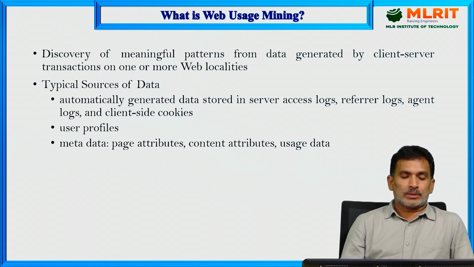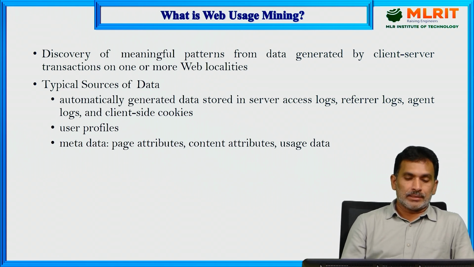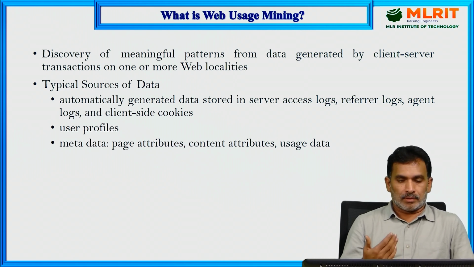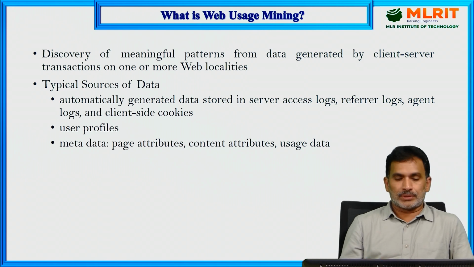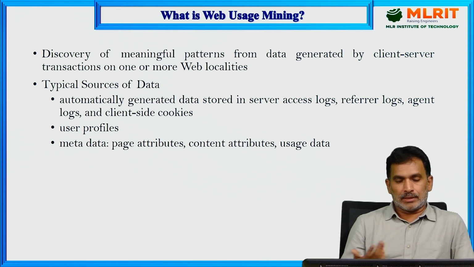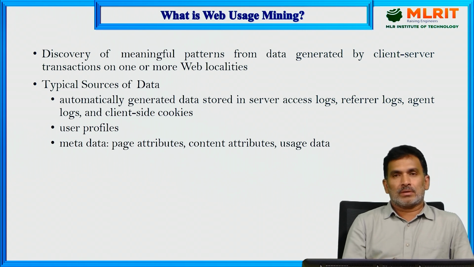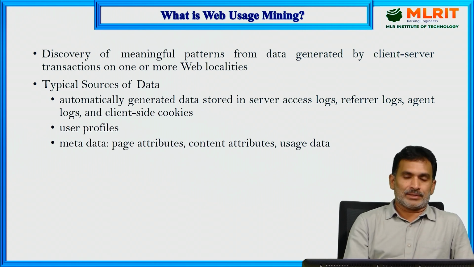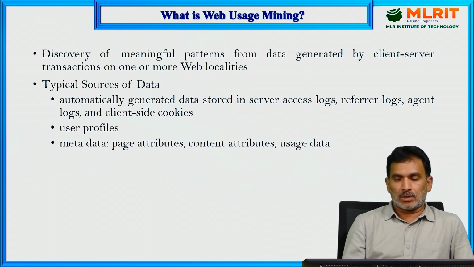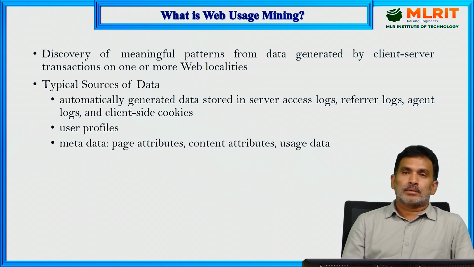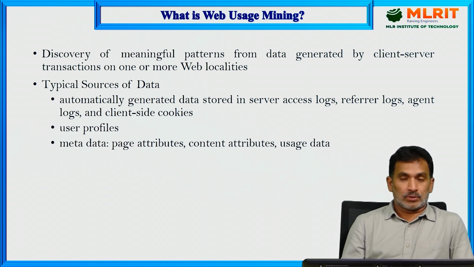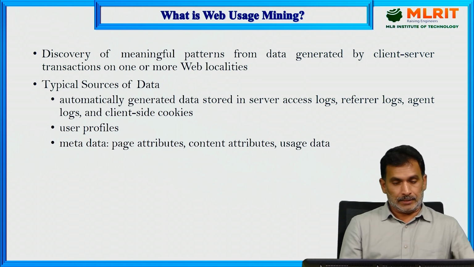The typical sources of data include automatically generated data stored in the server access logs. Whenever we access a particular page or a website, or watch a video on the internet, the corresponding log information is recorded in the log files. There are different types of logs, like server logs, application logs, etc., and also the client side cookies. Next, the user profiles, and also the metadata, which includes the page attributes, content attributes, usage data, etc.